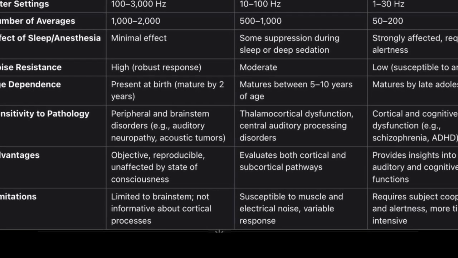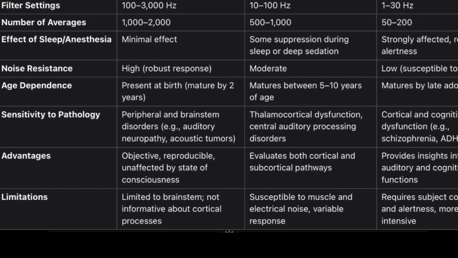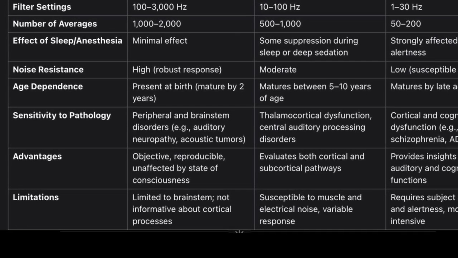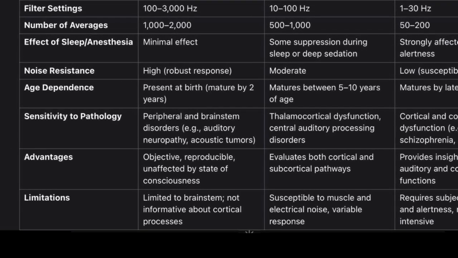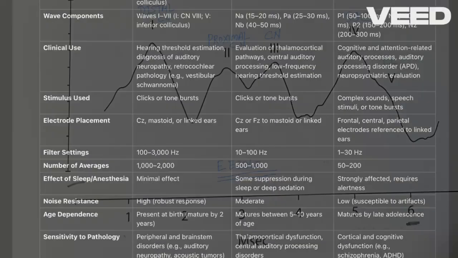Regarding noise resistance and sleep effects, ABR is highly resistant and minimally affected by sleep or anesthesia. MLR has moderate resistance and may be suppressed in sedation. ALR is most susceptible to artifacts and requires alertness for accurate results.